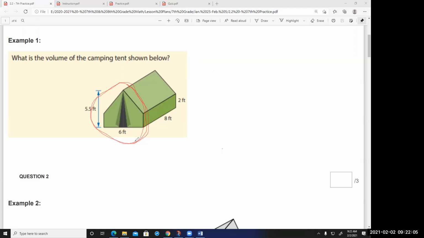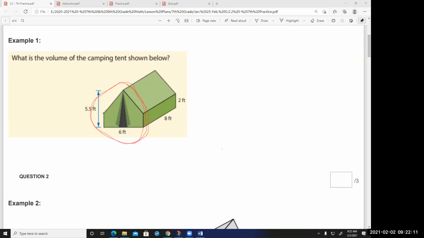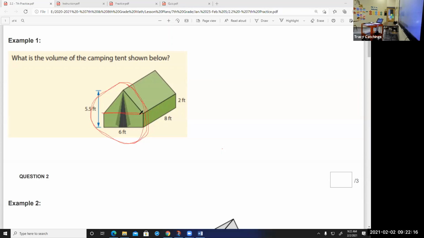Oh, you talking about the base, Miss Kitchen? Yes, by looking at the base. Oh, a triangle and a rectangle. Yes, so we're gonna separate it right here. And I love how you said a triangle and a rectangle. So that's gonna be our labels. So that rectangular prism and then that triangular prism.